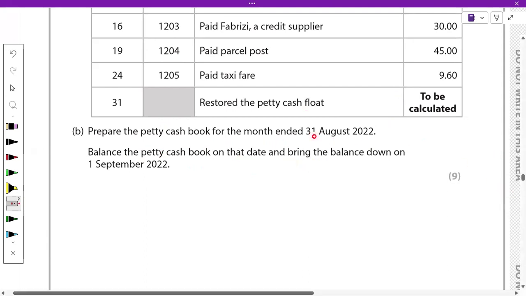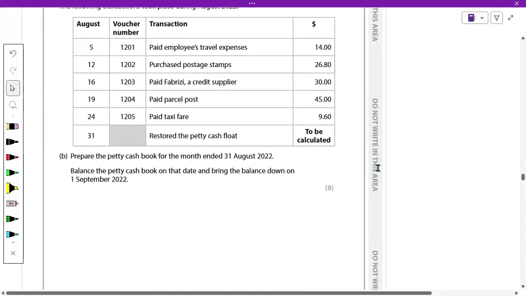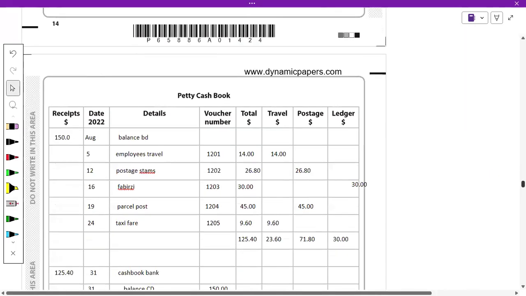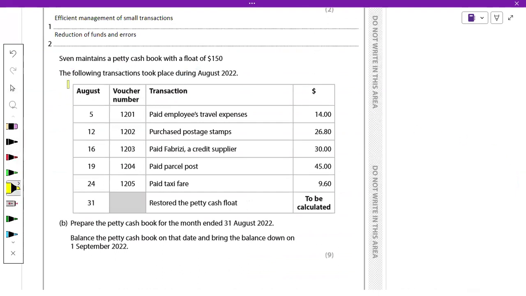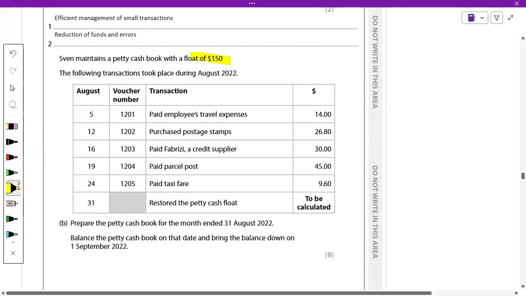Okay, so if you see that, first of all, our balance b/d was 150 because this was the float. If you see in the question, the business maintains a petty cash book with a float of 150. So this is our balance b/d. And now I just need to fill in these expenses.